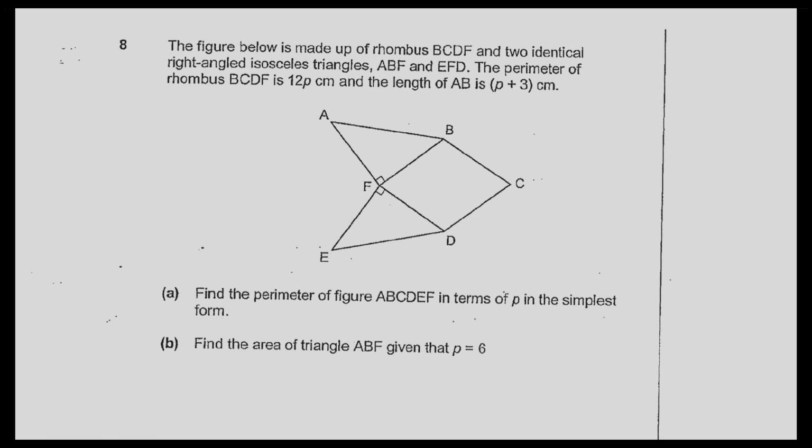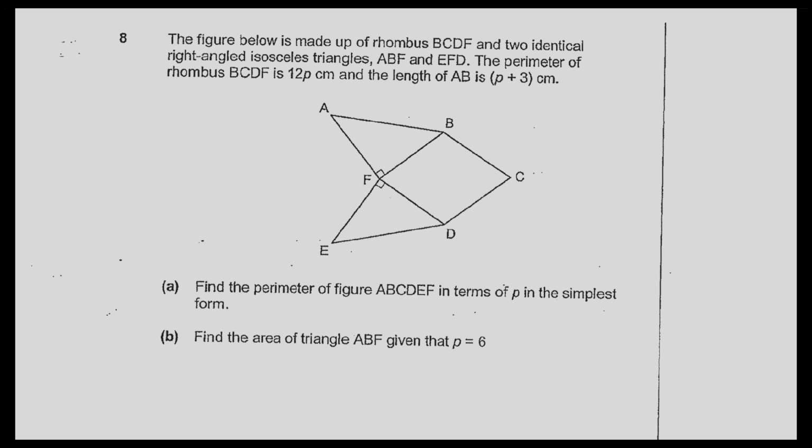Question 8 about angles again. Sorry, not angles, but just the figure, right, and its area, its perimeter. We have to find the perimeter of this figure in terms of p in the simplest form. Let's see. So it is made out of rhombus BCDF. What is a characteristic of a rhombus is that all its sides have equal length. And two identical right angle isosceles triangles, ABF and EFD. Right angle isosceles triangles, you must remember that they also have two sides of equal length, and you can tell it is AF, FB, FE, FD, these sides by inspection alone, because clearly AB and ED is the longer side, so you can eliminate that.